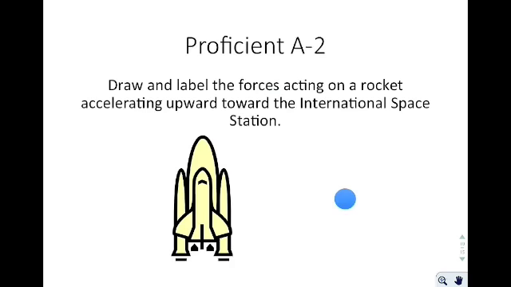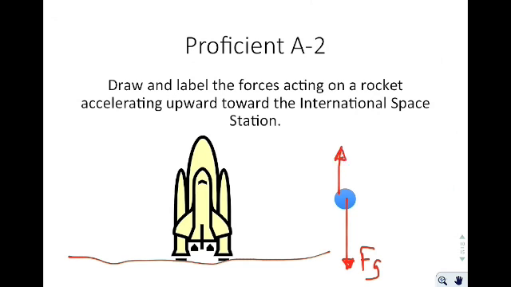The next one says draw and label all the forces acting on a rocket accelerating upward towards the International Space Station. Now, if you were to look at this, there's a couple of different ways that you can approach this one. The first one is you have a gravitational force. That's kind of the one that you always want to start with. Now, this is kind of a tricky one because it depends on how you interpret the question. If the object is on the ground and the engines just kick on to make it accelerate, you would have a normal force pointed up. Okay? And then the engines are actually applying a force, causing it to go this way.